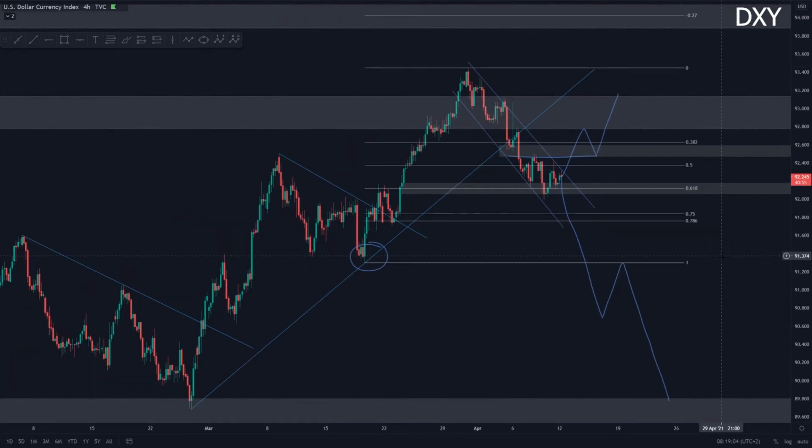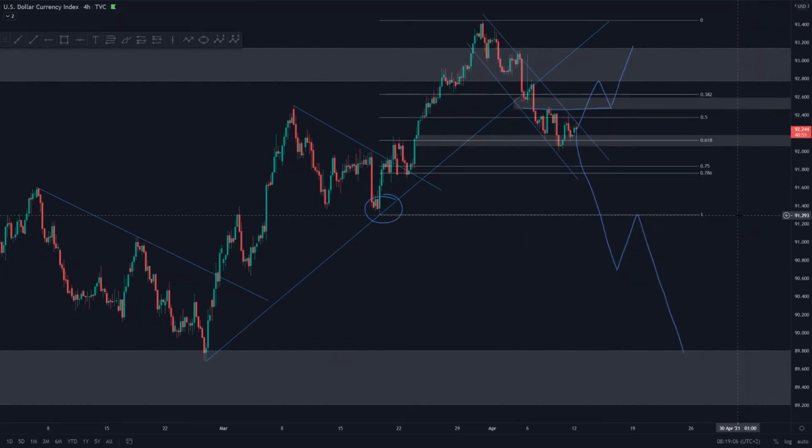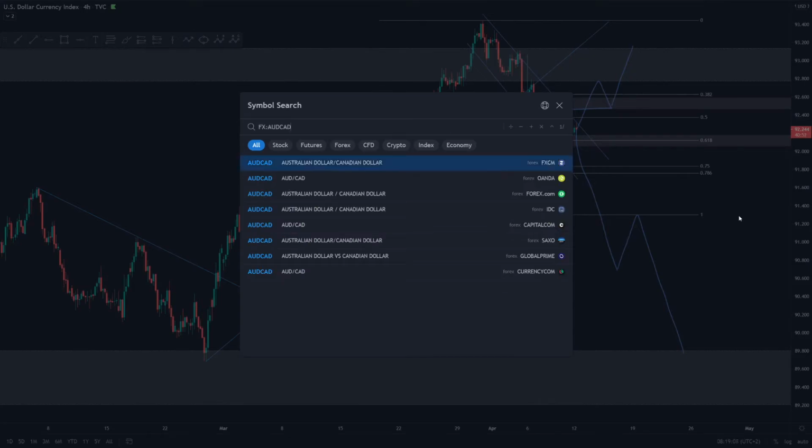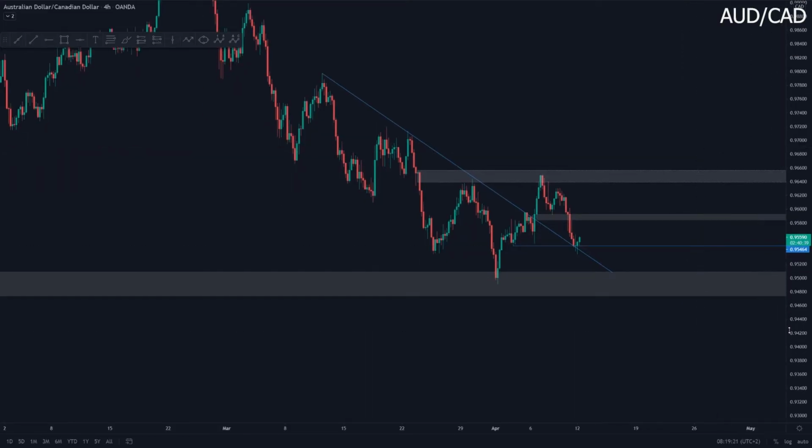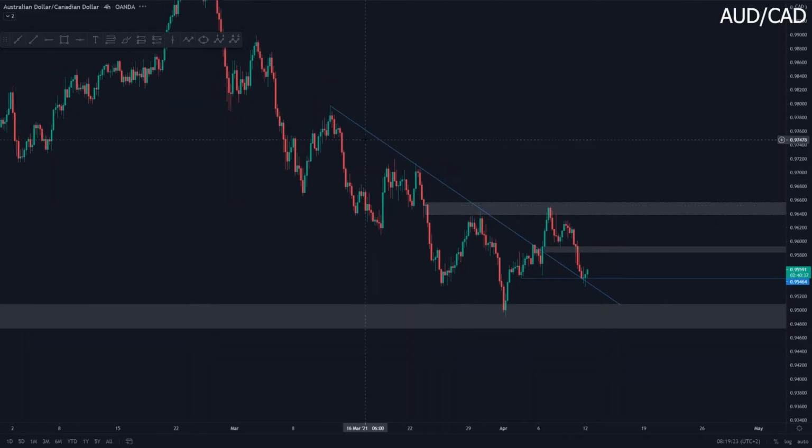With the DXY discussed, let's head over to AUDCAD. AUDCAD hasn't been doing much, to be honest. As we can see, we broke out of this trend line. After that, we saw a retest of previous structure. However, as I said in last week's Daily Outlook, I was waiting for that double bottom on this low over here. However, we never got that bullish confirmation that I wanted. So we started moving further towards the downside.